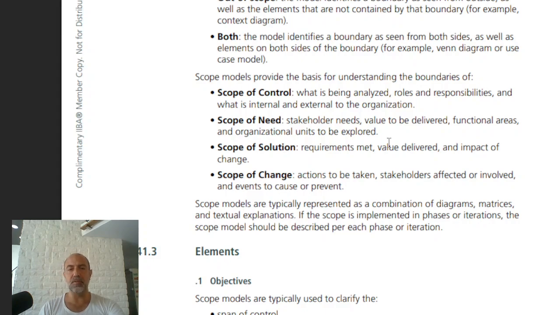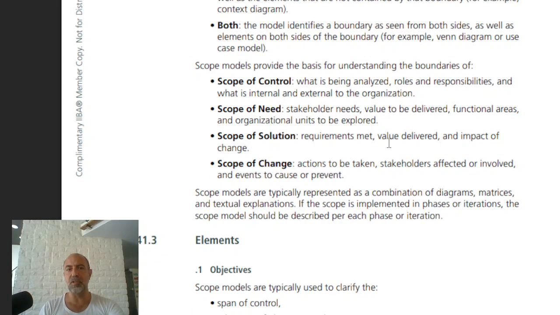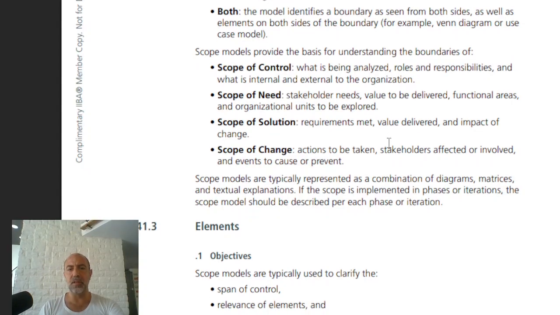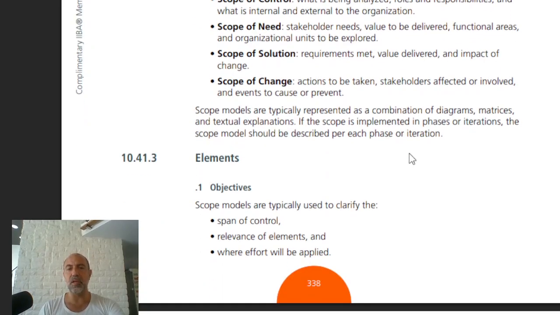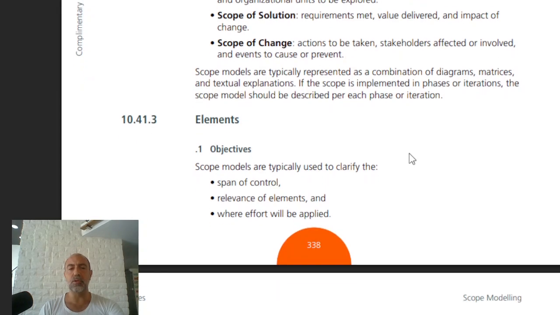Scope models provide the basis for understanding the boundaries of scope of control, what is being analyzed, roles, responsibilities, and what is the internal and external organization. Remember, not every move means the whole organization is moving, right? Scope of needs: stakeholder needs, value to be delivered, functional areas and organizational units to be explored. Scope of solution: requirements met, value delivered, or impact of change. Actions to be taken, stakeholders affected or involved, and events to cause or prevent. Scope models are typically represented as a combination of diagrams, matrices, and contextual explanations.